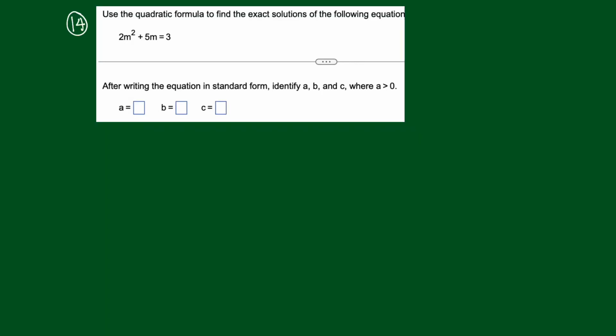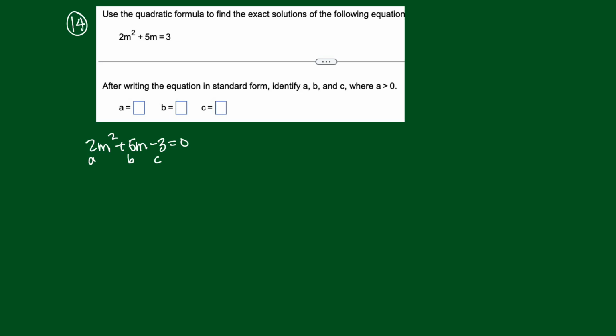Let's solve this equation using the quadratic formula. So first of all, we need to get it into proper form. So let's get all the terms on one side, 0 on the other. So we'll get 2m squared plus 5m minus 3 equals 0. And now I can identify there's a, there's b, there's c.